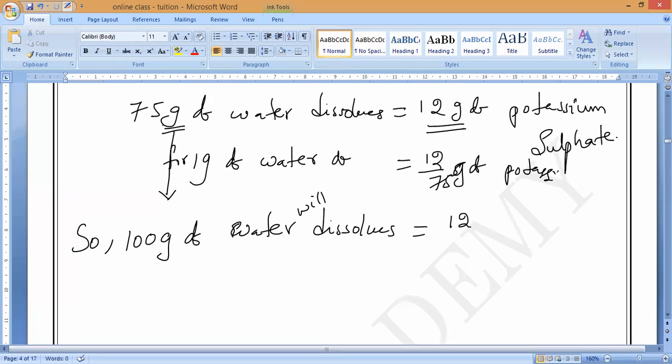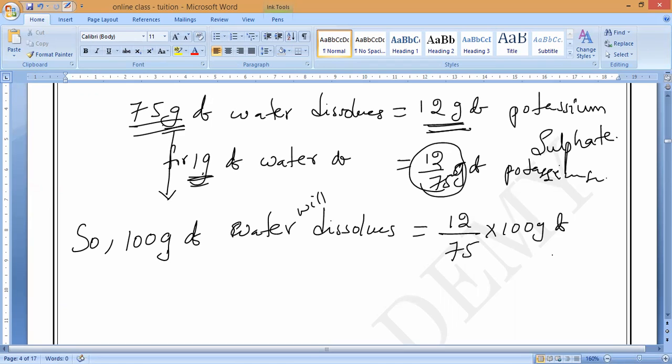Potassium sulfate, is it yes or no? For 75 grams, 12 grams. Now, for 1 gram, how much? For 1 gram, 12 by 75. Now 1 becomes 100, so we just want to multiply by 100. So 12 by 75 into 100 grams of potassium sulfate. Now, solve this one, all of you.